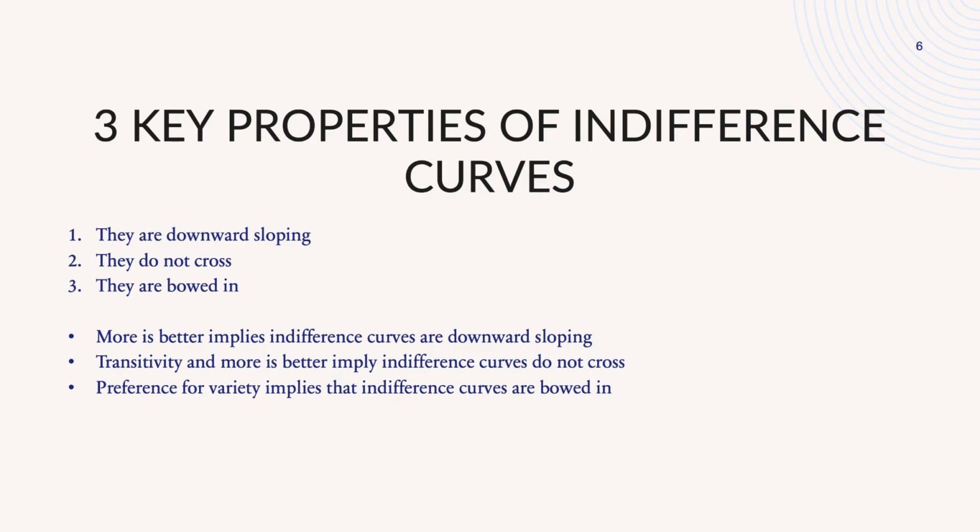So the 3 properties of the indifference curve include: they are downward sloping, they do not cross, and they are bowed in. Keep in mind that more is better implies indifference curves are downward sloping. Transitivity and more is better imply indifference curves do not cross. And preference for variety implies that indifference curves are bowed in.